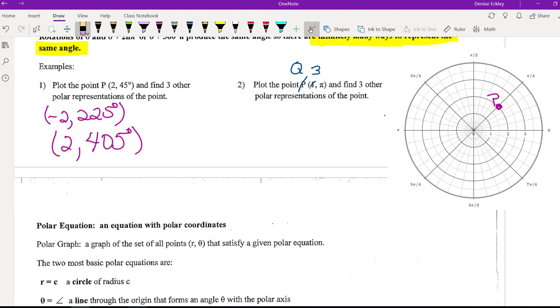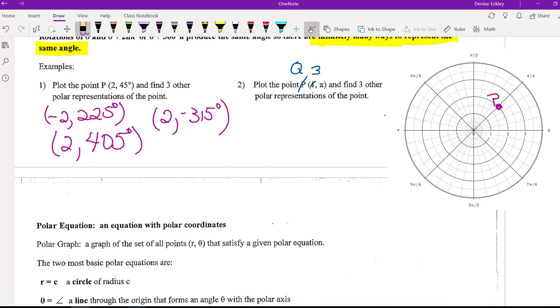All right, and then finally my last way is going to be at a positive 2, but I'm going to go in the negative direction to get back around there. So that is going to be negative 315 degrees. Whoops, I guess that should go on the inside. See if you guys can come up with a couple different angles.